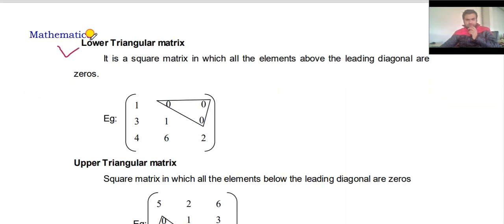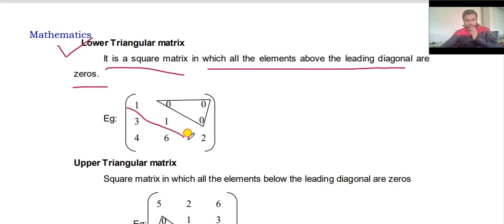So firstly, the lower triangular matrix. A lower triangular matrix is a square matrix in which all the elements above the leading diagonal are 0. So this is your leading diagonal, and above this leading diagonal all the elements are 0. That type of matrix is called a lower triangular matrix.